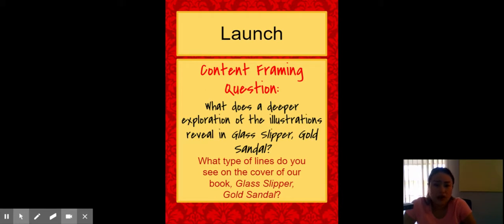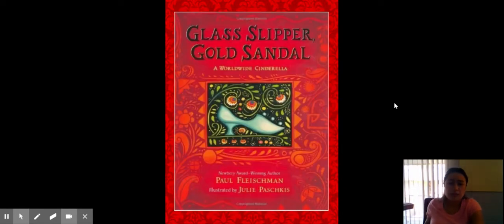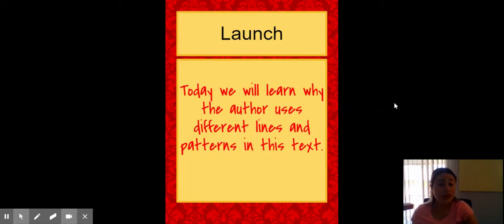Our content framing question, like I mentioned before: what does a deeper exploration of the illustrations reveal in Glass Slipper, Gold Sandal? What type of lines do you see on the cover of our book, Glass Slipper, Gold Sandal? Here is a picture of the front cover of the book. As you can see, there are a lot of different lines on it. You can see them going up and down, side to side, all across. We're going to be discussing more about the different shapes and lines, and learn why the author uses different lines and patterns in this book.